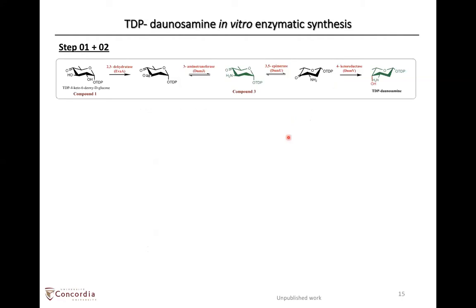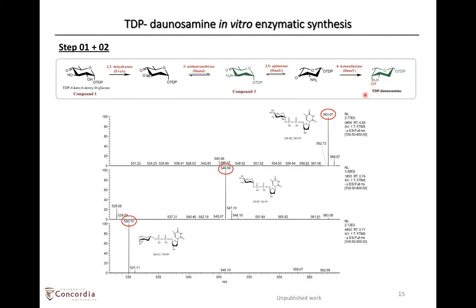Next, using our proposed one-pot two-step pathway, I have synthesized TDP-daunosamine, and I have shown some mass spec data. So this is compound 1 in the absence of all 4 enzymes. This is compound 3 in the presence of first 2 enzymes. And this is TDP-daunosamine in the presence of all 4 enzymes.